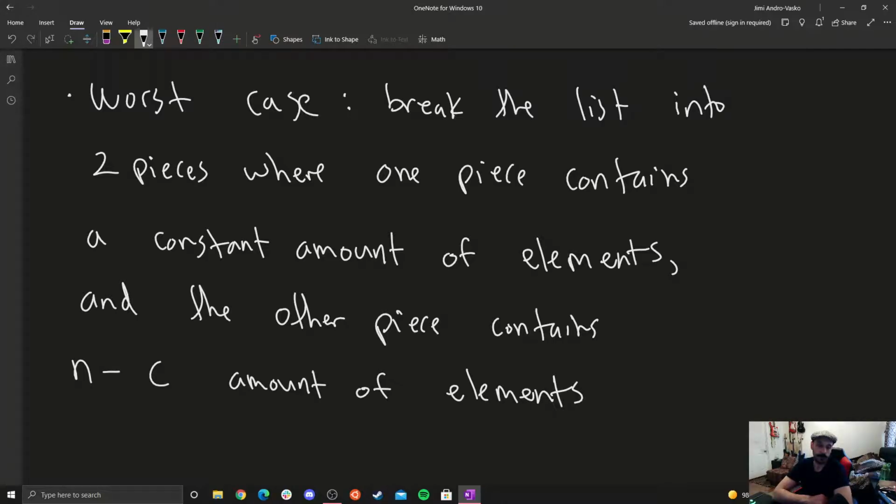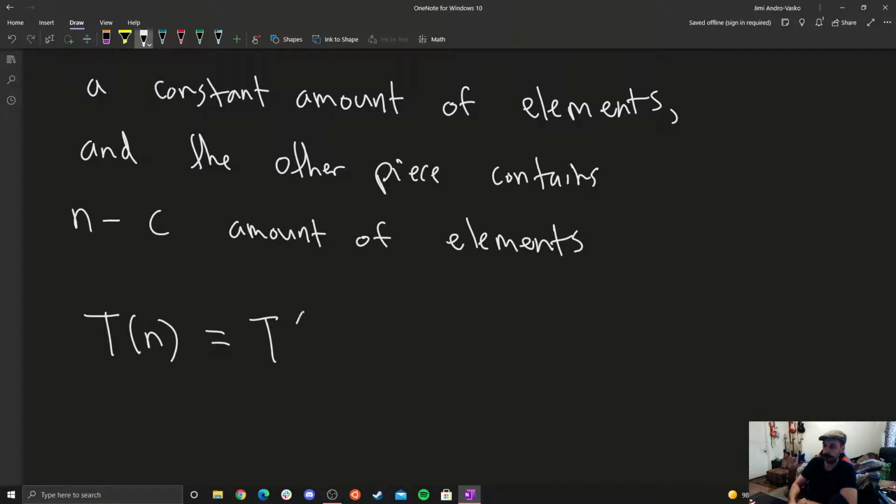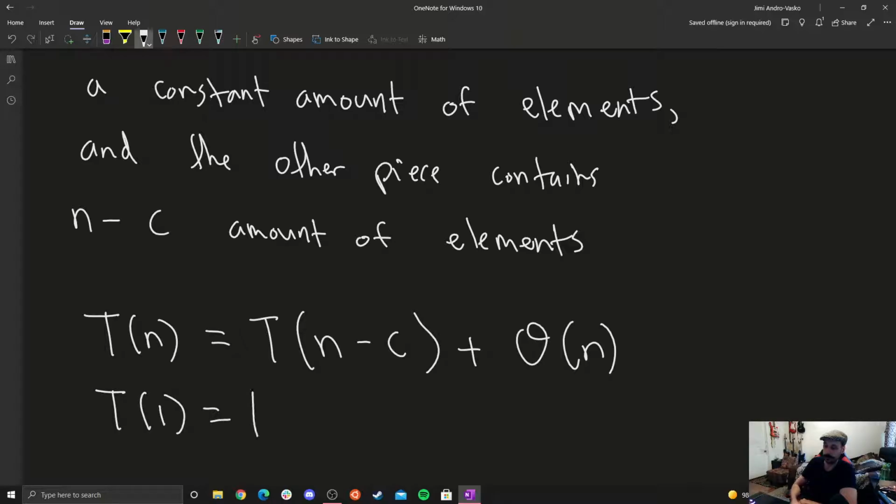So this is really the worst case, where one of the pieces that it's broken into is not a fraction of n, but is just some small constant, like c, for example. If this happens, we have a very bad case for quicksort. So the recurrence relation in this particular scenario is the following. We have T of n equals T of n minus c plus theta of n, and then T of 1 equals 1.